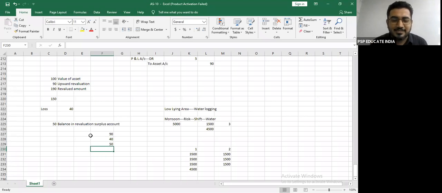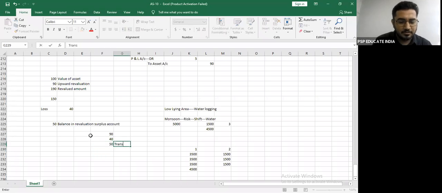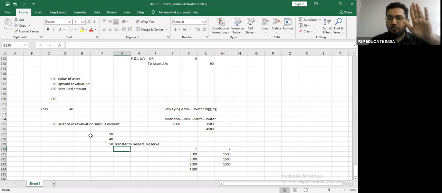So understand this conceptually. When this 50 rupees is left without any reason or without any asset in existence, we will transfer this 50 rupees to general reserve, ताकि ये भी दूसरे routine expenses में काम आ सके.